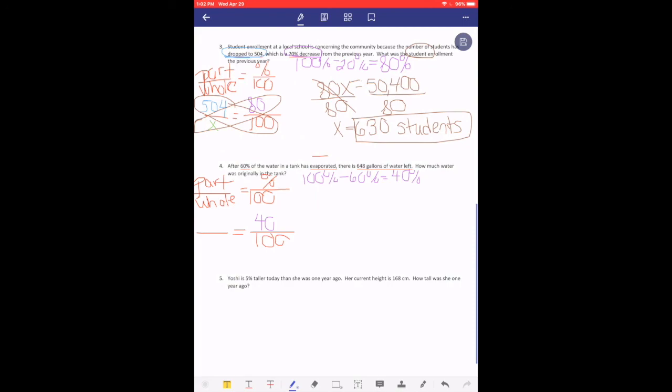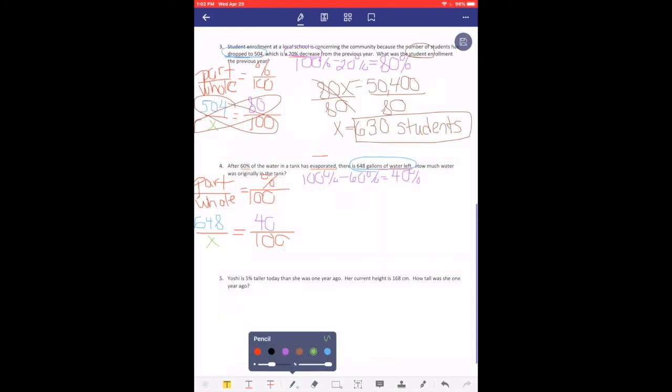And then for the part section, remember the part is always the current amount. So in this case, there was 648 gallons left. So that would go here, top left, 648. And the whole I'm not sure of. That's the amount that I'm trying to solve for. So I can just call that x.